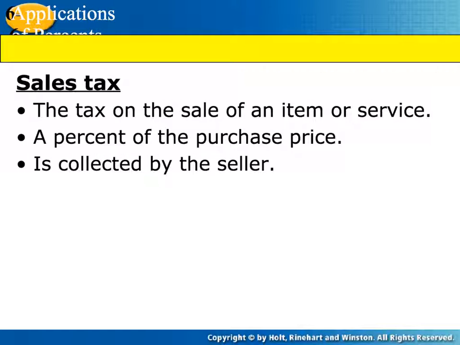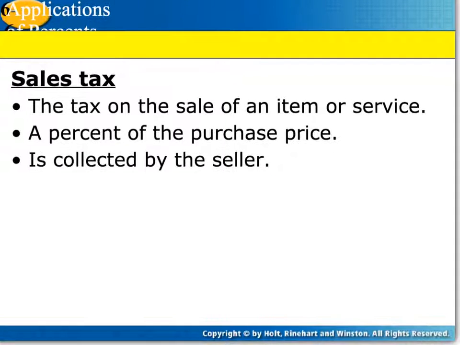There is also something called a sales tax. Remember, a sales tax. Pause now, write this down. There's a tax on certain things like items and services. Again, it is a percentage of the purchase price and it's collected by the seller. For instance, if you go and buy a candy bar, and that candy bar sells for, let's say, 50 cents. It'd be nice to get a 50-cent candy bar.